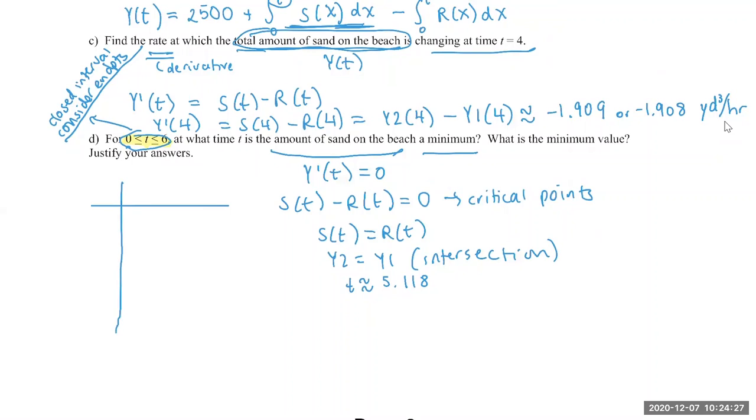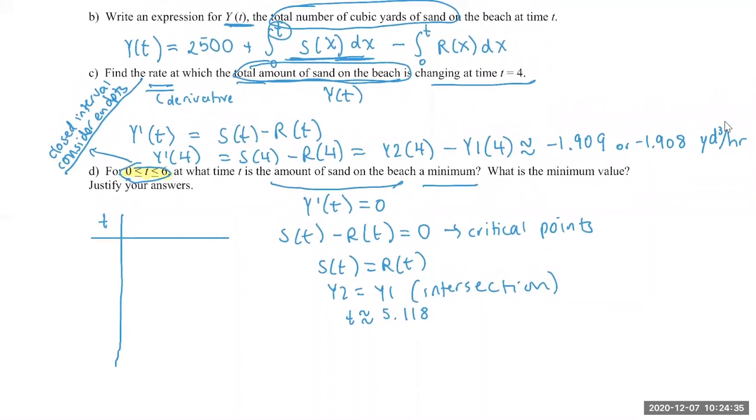The only way to calculate that is to actually find the min and max value of your amount of sand. So if I go back to, well, what is my amount of sand? My amount of sand is the function y of t. So table of values with y of t, we have to consider 0, we have to consider 6, and then my intersection point of 5.118.